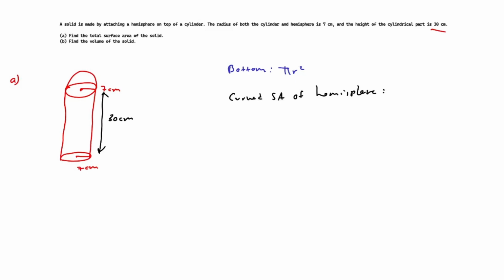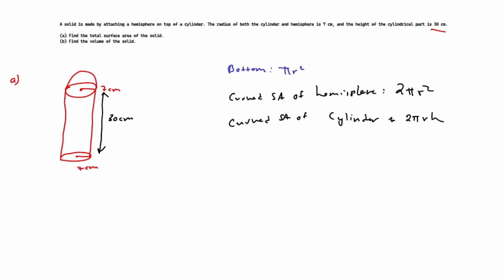The curved surface area of a hemisphere is 2 pi r squared, right? This is something we should know. It's really important. And the curved surface area of our cylinder is equal to 2 pi r h. So this is the curved surface of the cylinder, the surface area of a hemisphere, and we've got the part of the bottom. All we have to do now is add these three together.